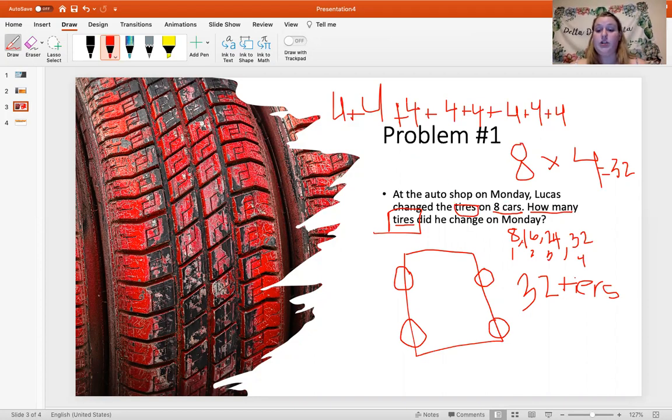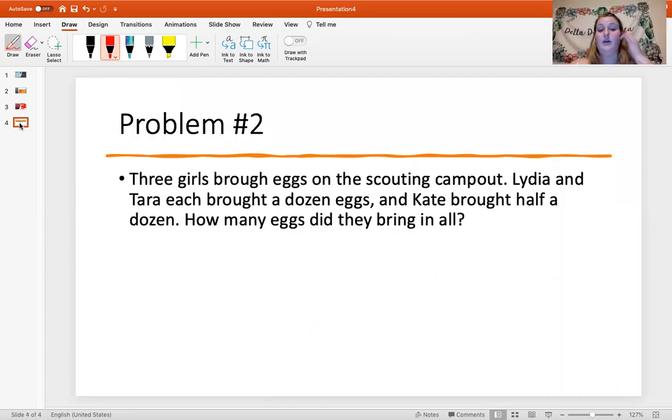Okay, so then we can look back. How many tires did he change? There's 4 tires on a car. So that's where we got our 4. 8 cars, 8 times 4 is 32. So 32 tires. Looking at our next problem, we're going to do the same thing.